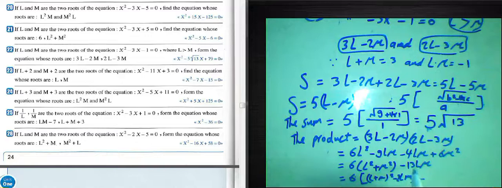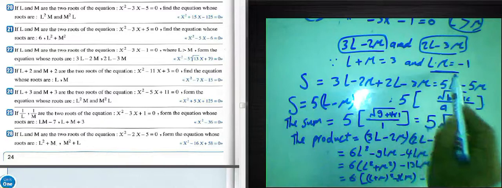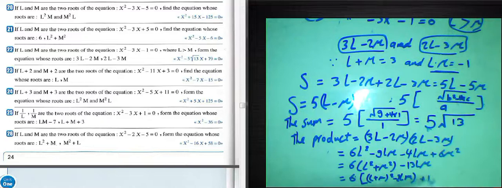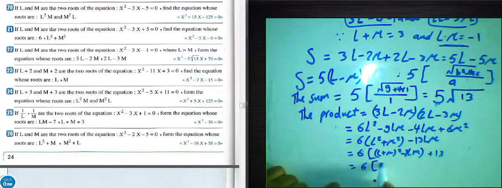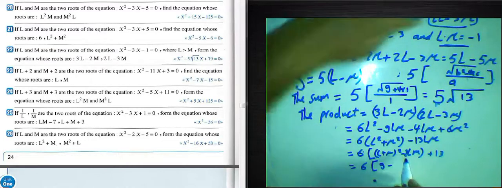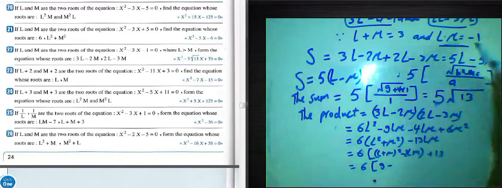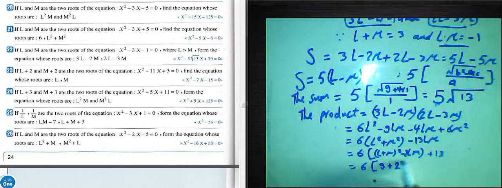Subtract 13 multiply LM. L multiply M equal negative 1. Negative multiply negative equal positive. And write 13, and we can find the result. L plus M to power 2, L plus M was 3 power 2 equal 9, subtract 2 multiply LM, negative multiply negative equal positive, 2 plus 13 equal 6 multiply 11 plus 13, 6 multiply 11 equals 66 plus 13 equal 79.